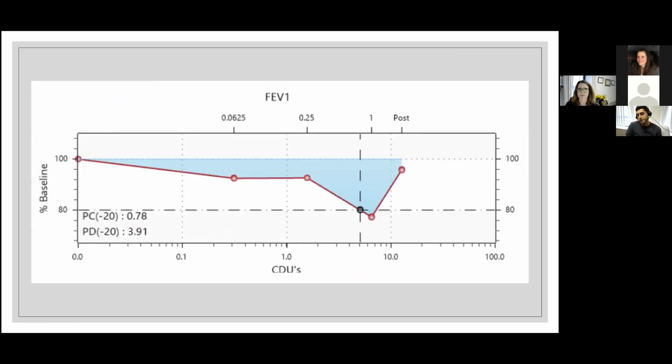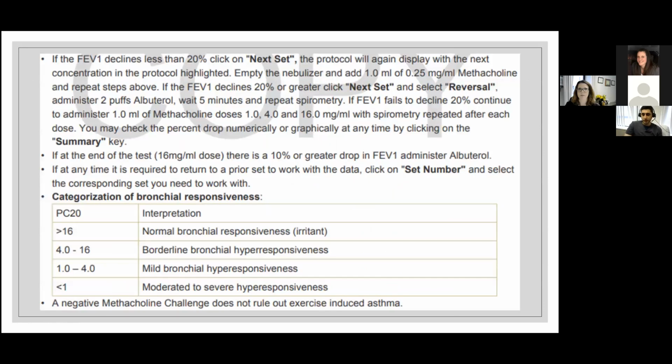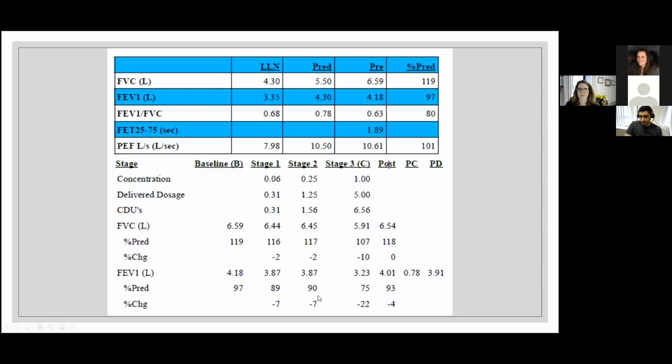This is a graphical representation that the computer will provide, noting the baseline spirometry here, the FEV1, and then the drop in FEV1 with the first concentration, the second concentration, and then after the third is where the patient developed a drop greater than 20%. And then this is the rapid reversal after administration of albuterol. The PC20 was listed as 0.78 and the PD20 of 3.91. So based on PC20, we can say that this patient has moderate to severe hyperresponsiveness.